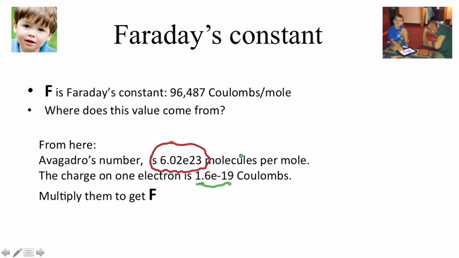And so the way you get F is you just multiply those two numbers. And so you get the total amount of charge that's present when you have 1 mole's worth of charges. The number of charge that's present in coulombs, the unit coulombs, in a mole's worth of material. So it's quite a bit, 96,487 coulombs. That's a lot. And Faraday's constant is that number.